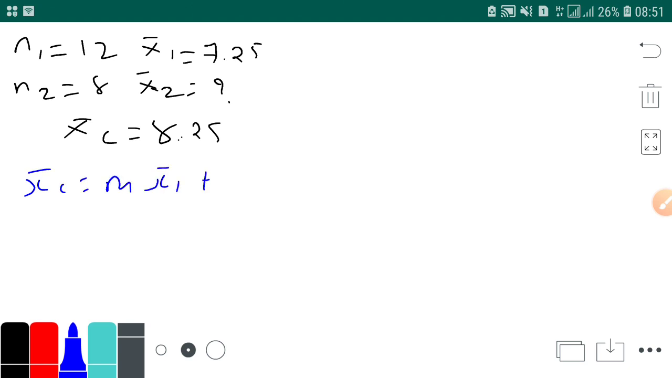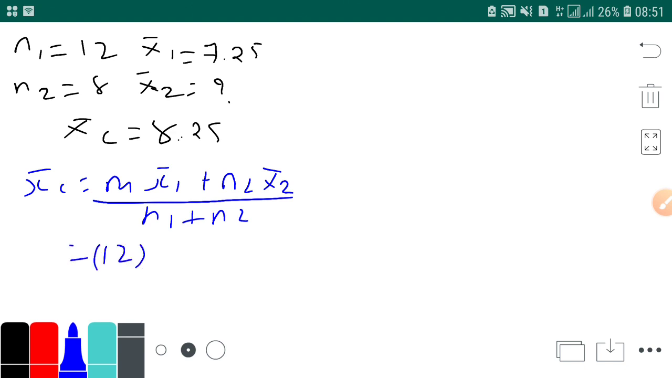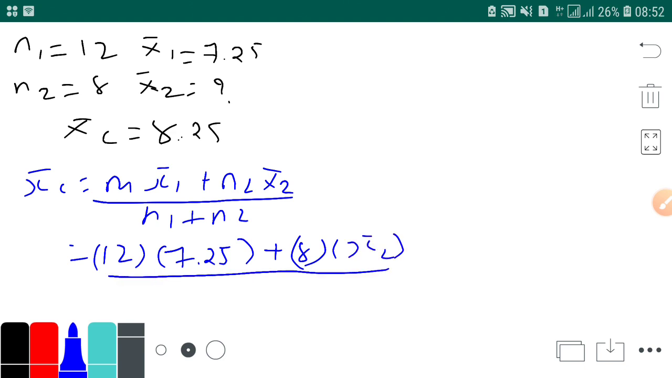N1 X bar 1 plus N2 X bar 2 upon N1 plus N2. So N1 is 12, X bar 1 is 7.25 plus N2 is 8, X bar 2 is, you don't know, N1 plus N2, that is 12 plus 8. Answer is already with you, 8.25. Yes? Yes.